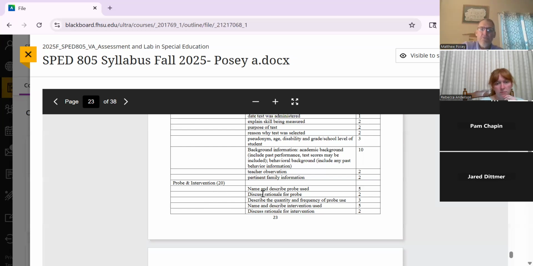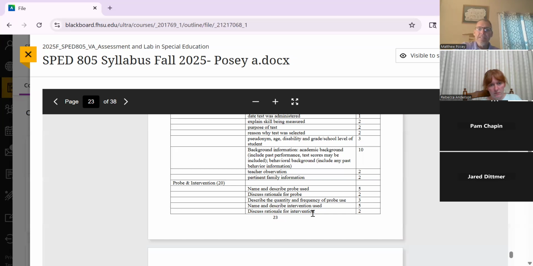In this section, we're asking you to name and describe the probe. Give a little explanation on it. Is it reading fluency, reading comprehension? I'm going to give you an example of where to find some good probes in just a minute. But you're going to name and describe the probe, talk a little bit about the rationale for using it, why you selected it. You're going to describe the quantity and frequency of the probe use. It was given 6 times over a 10-day period. Something as simple as that.